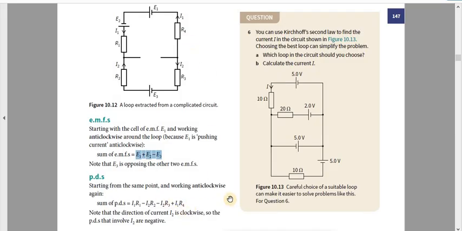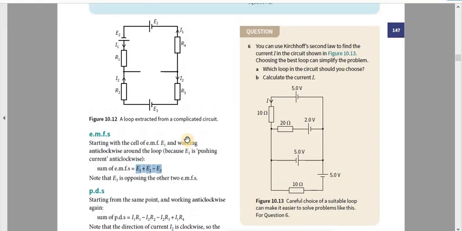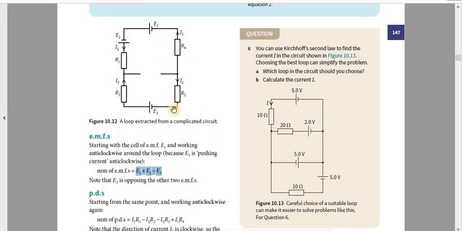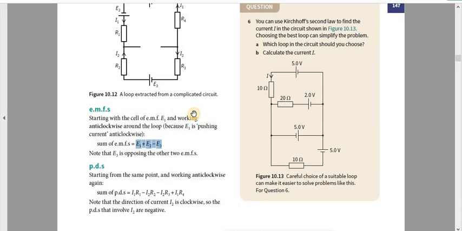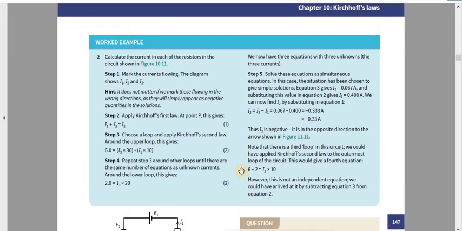Note that the direction of current I2 is clockwise, so the potential differences that involve I2 are negative. I already explained this. So this will be the sum of the potential differences, and this will be the sum of the EMFs for this circuit. Using Kirchhoff's second law, we can equate these two equations and find any unknowns if they have given us enough information. Okay, so we'll go back to this worked example which we were planning to do.